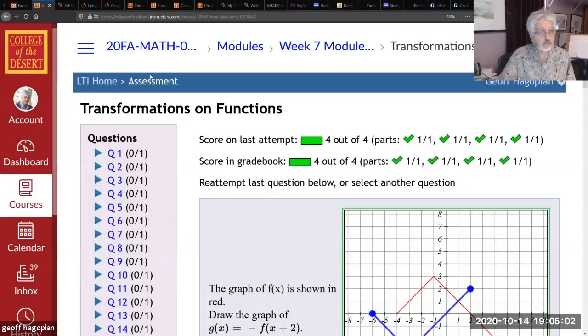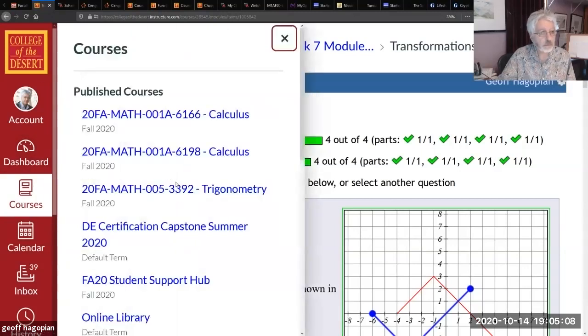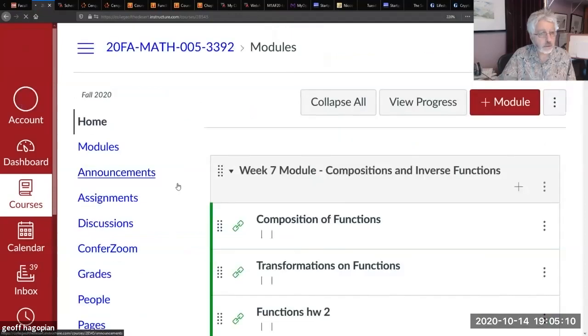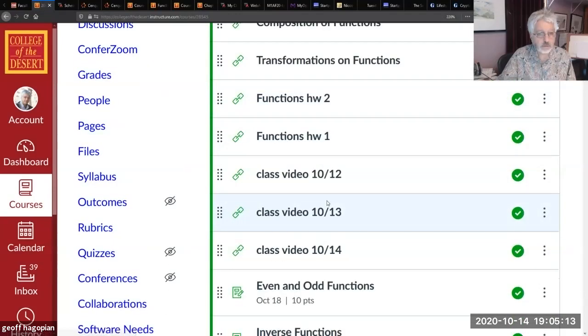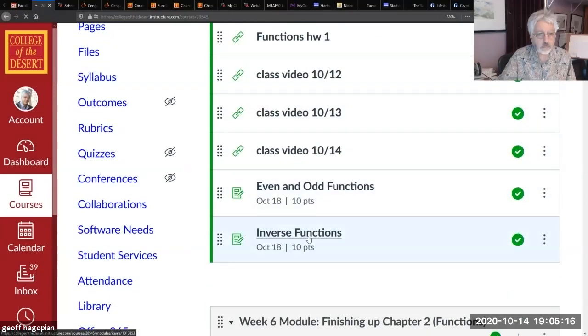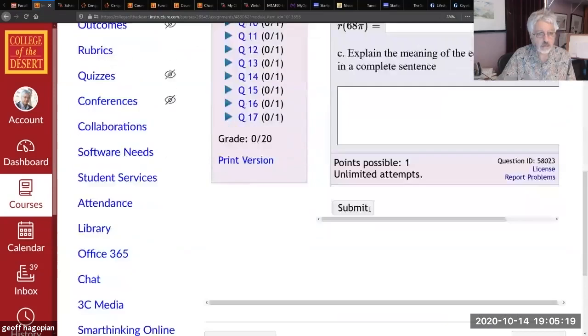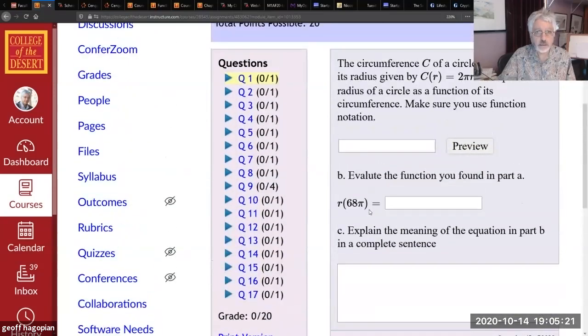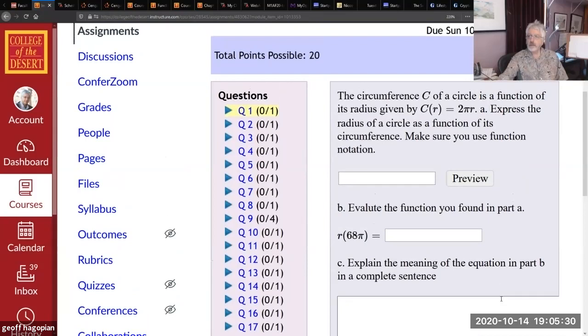So should we look at some exercises maybe? Let's go here and see what kind of exercises we have for the inverse functions. Lots of them. 17, okay. So here we see the circumference of a circle is a function of its radius given by C of R equals 2 pi R, my lord.